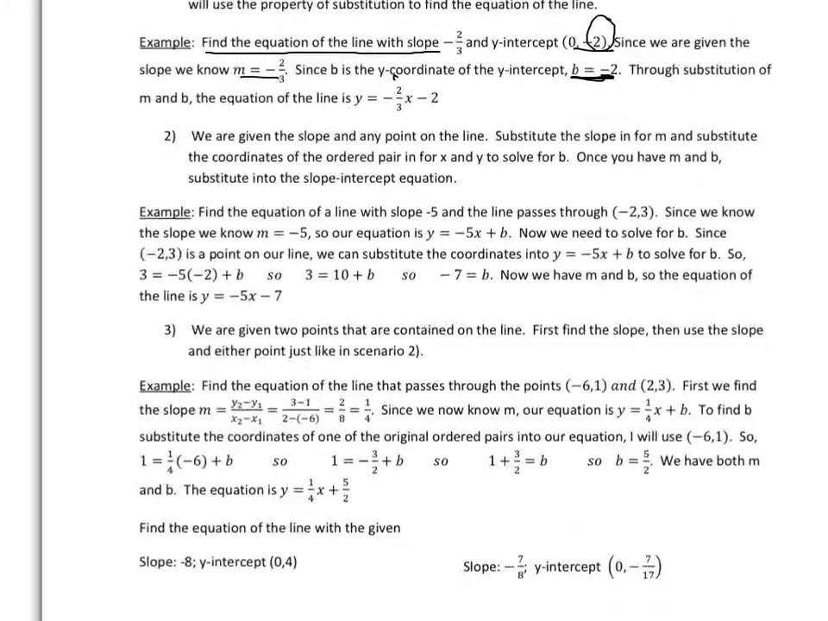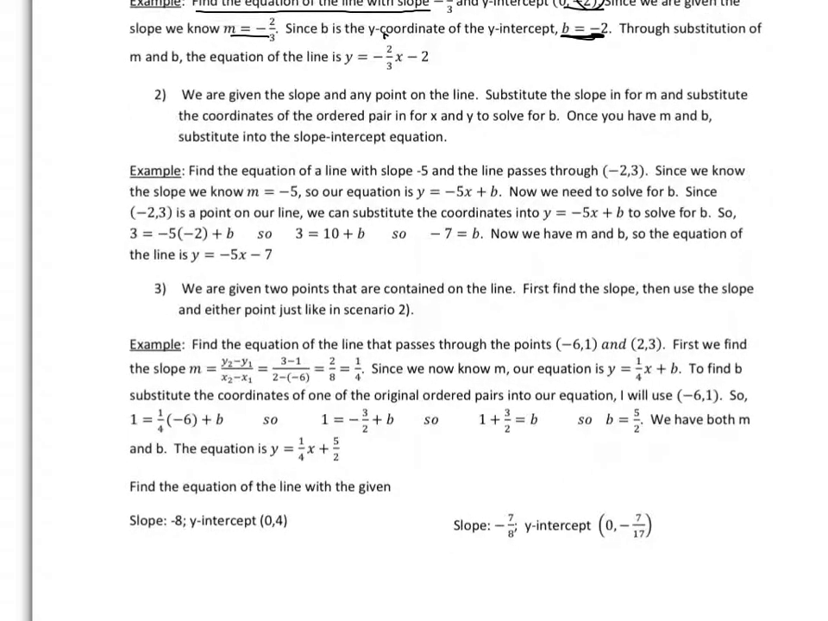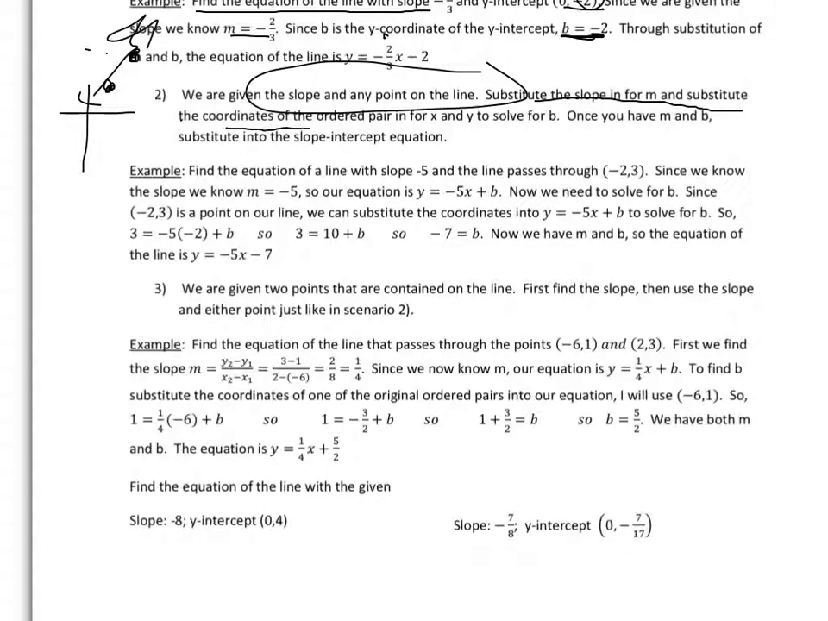Second thing that could happen is we're given the slope and a point on the line. So if you think about it, they give us some point here, and they give us a slope, so we have a rise and a run. That gives us a second point. That right there uniquely determines a line, so we can use that. Now, when we do this, we're going to substitute the slope in for m, and substitute the coordinates of the ordered pair in for the x and y to solve for b. So once we have our m and our b, we're going to substitute that back into the slope-intercept equation. We're good.